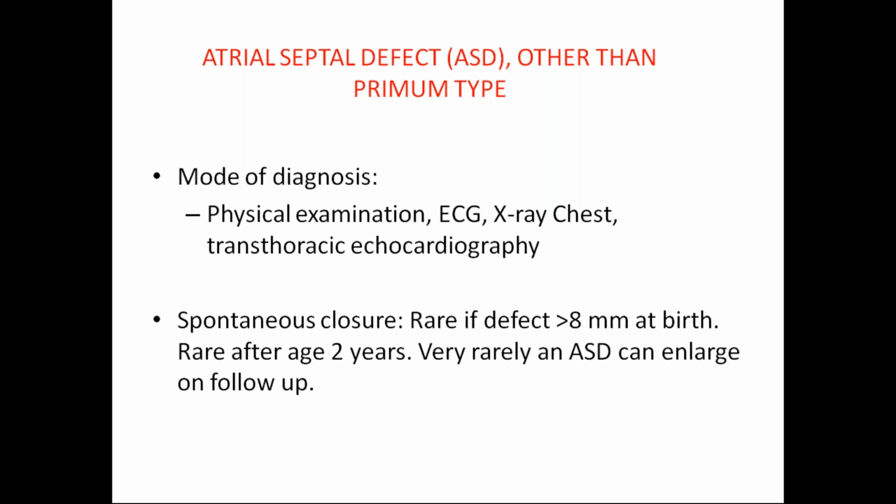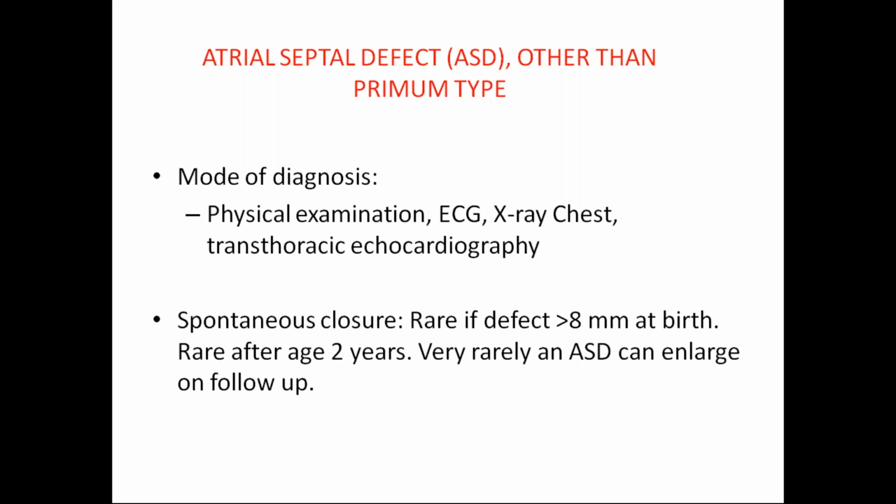In this case, history will be uneventful because there is nothing symptomatic that develops from the child. So your physical examination comes first, and ECG with RSR pattern, I'm repeating it again and again so that you will just remember it. And chest X-ray will be normal most of the times, with mild increased pulmonary blood flow. And transthoracic echocardiography, yes, that is diagnostic and will tell the size, location, and all the things.